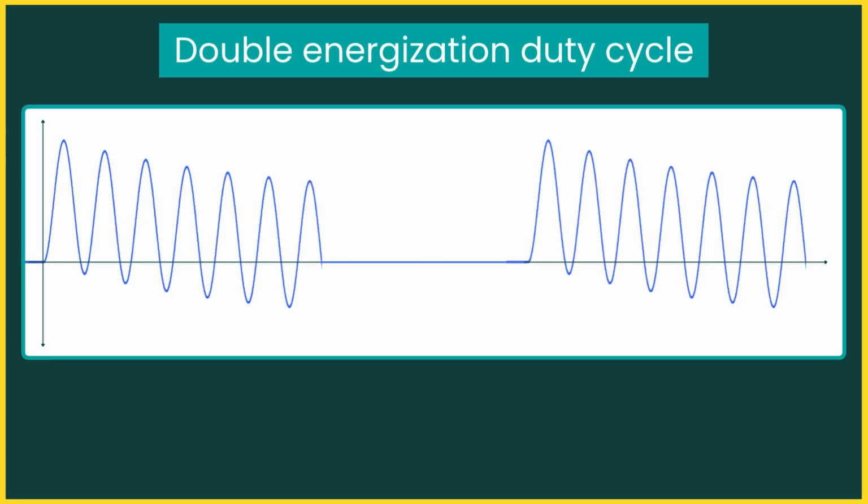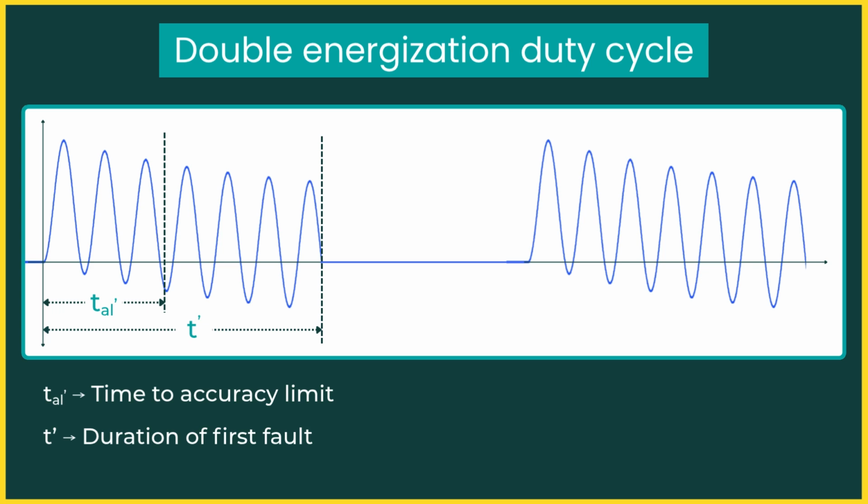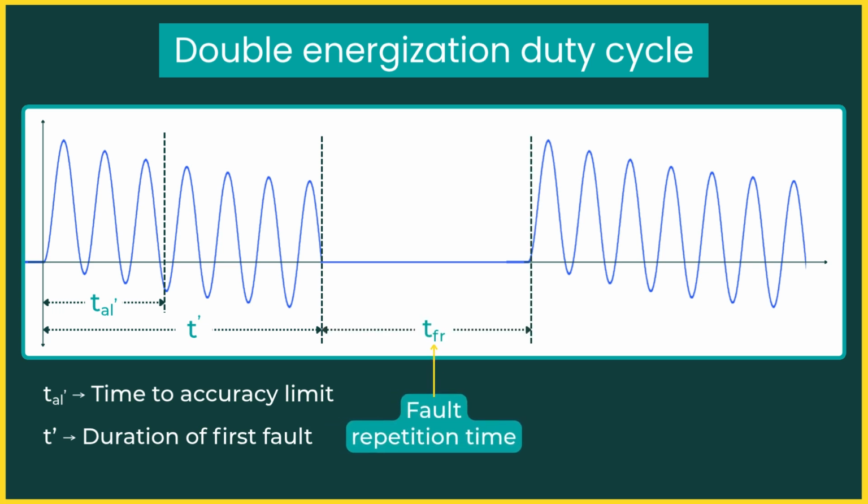Now let us move to the double energization duty cycle. A double energization happens in applications like auto reclosing. To define the double energization duty cycle, we describe the first energization, the dead time, and the second energization. For the first energization, we specify the time to accuracy limit for the first fault and the duration of the first fault. Then we specify the fault repetition time, TFR. This is the dead time between the first clearing and the second energization.